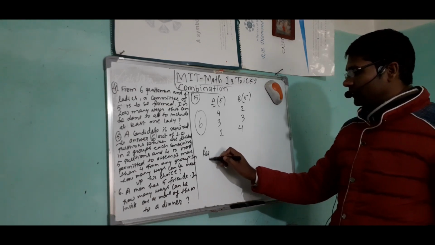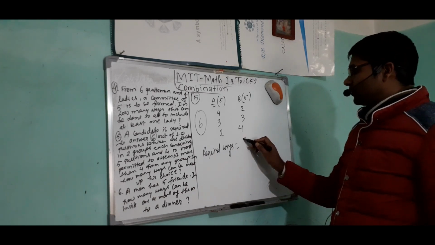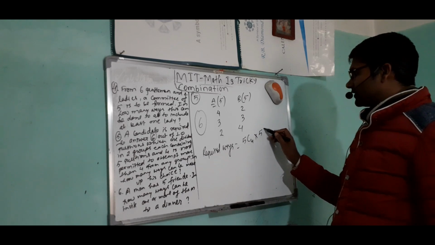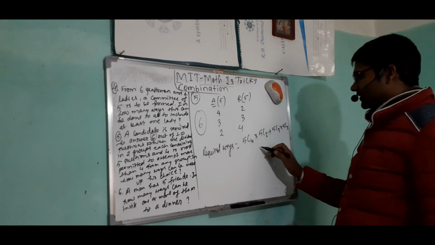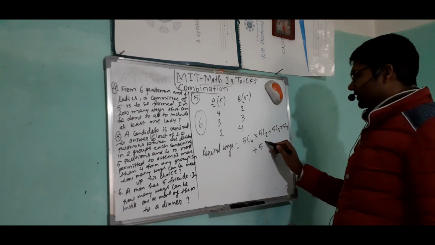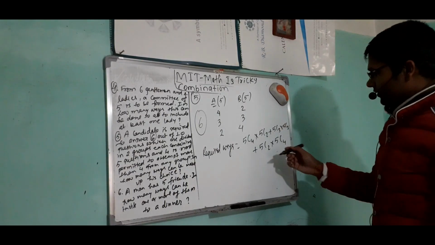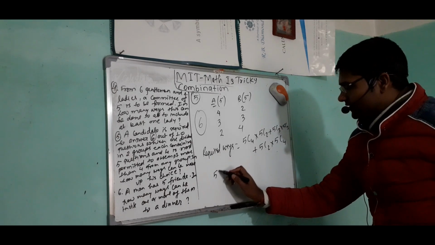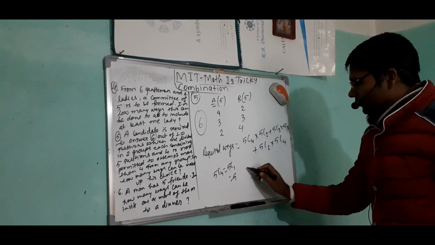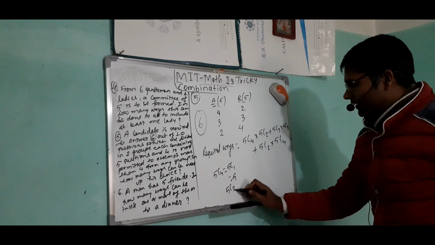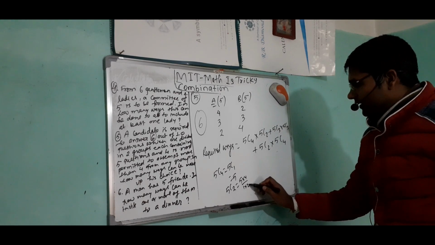So required ways will be simply here 5c4 into 5c2 plus 5c3 into 5c3 plus 5c2 into 5c4. Okay, let's simplify. So you can write here 5c4 equals 5c1 equals 5, and 5c2 equals 5 into 4 by 1 into 2, it gives here 10.